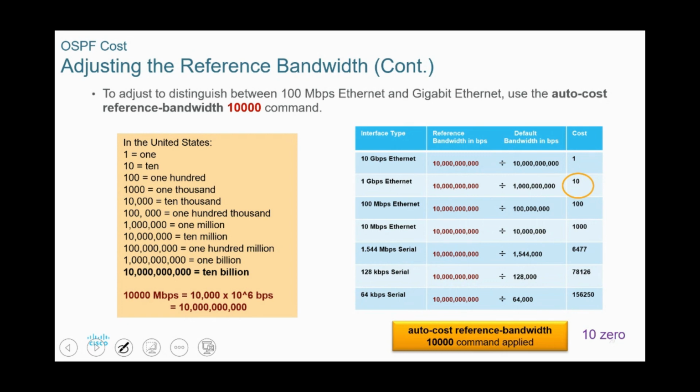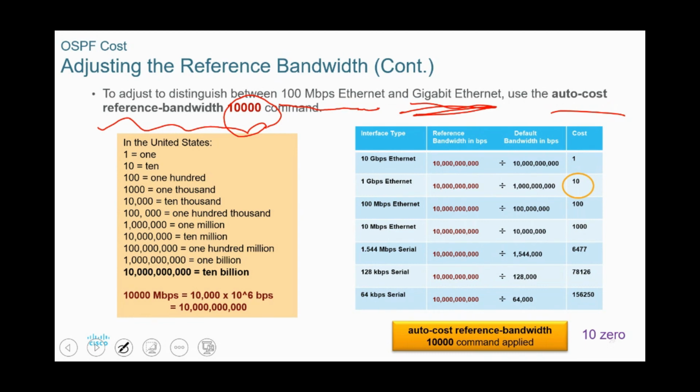Okay, so when you use the 1 GB for this, assuming that you are using it to distinguish between the 100 megabit per second Ethernet and the gigabit Ethernet. So now, by default, we use this auto-cost reference-bandwidth 1000 command. So we set it to 1000, and when you set it to 1000, it will be adjusted right now.